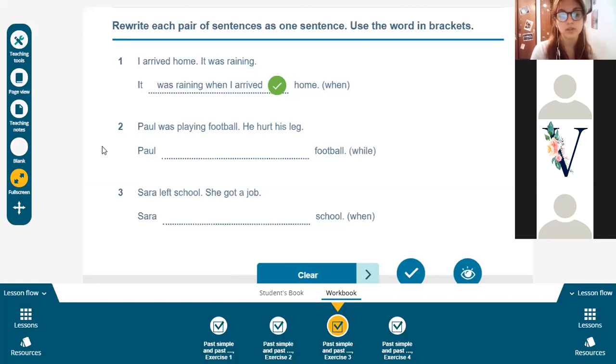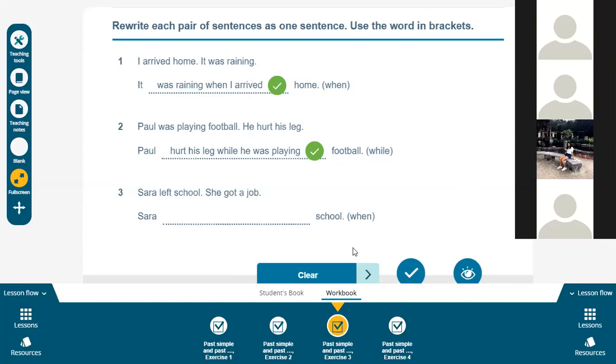So, can you do number 2? Paul was playing football. He hurt his leg. Paul hurt his leg while I played football. While you played football? Or who was playing football? He. Good. So Paul hurt his leg while he was playing football. Good. Great. Number 3.